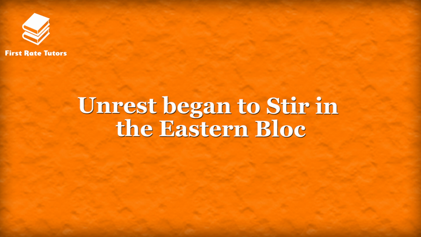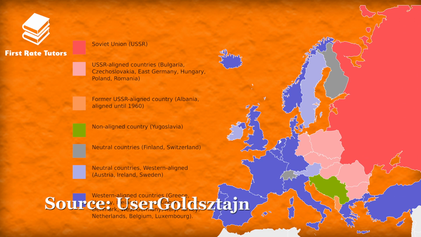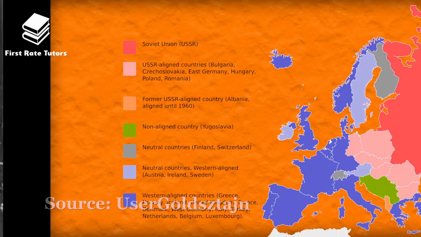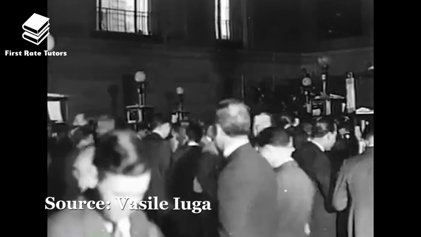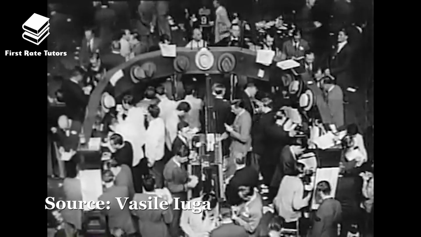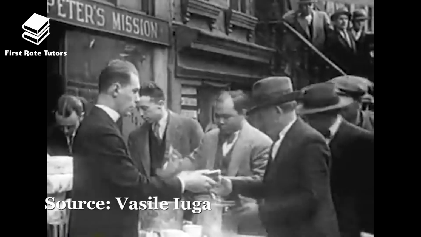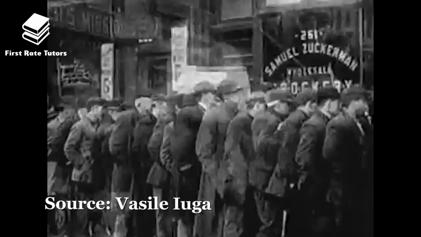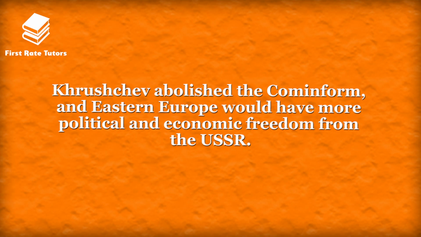Now, remember that when Khrushchev came to power, he made a speech criticizing Stalin's policy, and he brought in measures to de-Stalinize the USSR. These included the abolition of the death penalty and the freeing of political prisoners who were jailed under Stalin's regime. This caused some satellite states in Eastern Europe to hope that their countries would become de-Stalinized. Khrushchev also abolished the Cominform, meaning that states in Eastern Europe would have more political and economic freedom from the USSR.